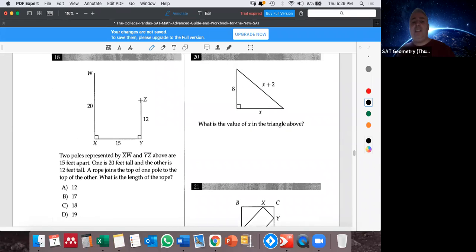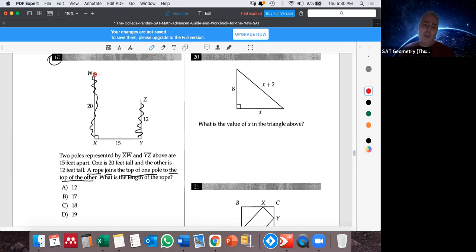Now, this is an excellent question. It's an SAT type question, question 18. Two poles represented by XW and YZ are 15 feet apart. So between X and Y, there is 15. One is 20 feet, the other is 12. So everything is given on the figure. Now, a rope, we know what a rope means, joins the top of one pole to the top of the other. So where is the top?